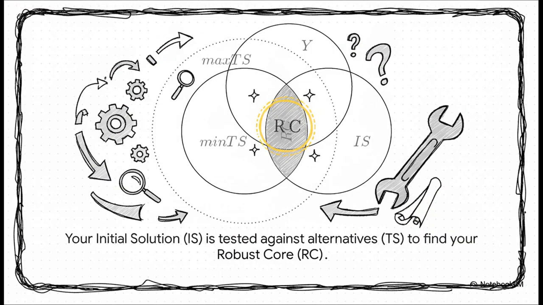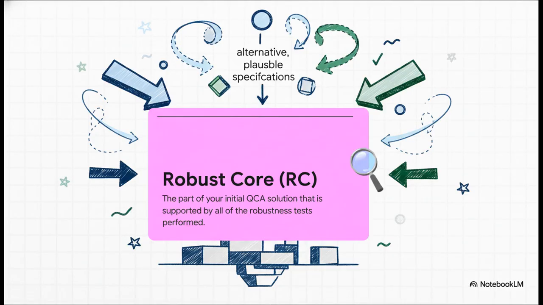This is basically the conceptual heart of the whole protocol. On the right, you've got your initial solution, your IS. On the left, you have your test sets. Now, that's just a fancy term for all the alternative solutions you create by making all those plausible changes. The min TS is what all those alternatives agree on. The max TS is basically everything they could possibly produce. But that shaded area in the middle, that overlap, that's the prize. That is your robust core. So let's nail this down. The robust core, or RC, is the part of your finding that is absolutely unshakable.